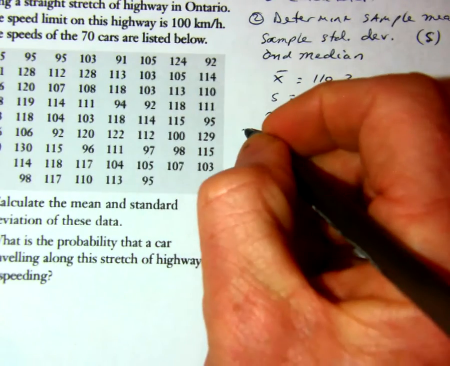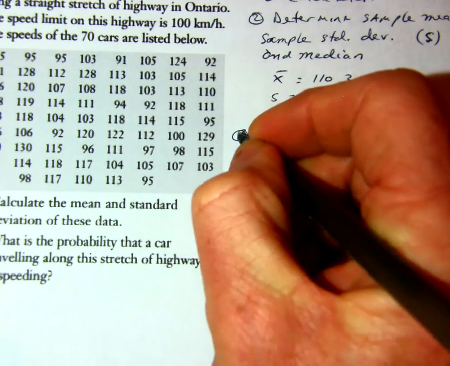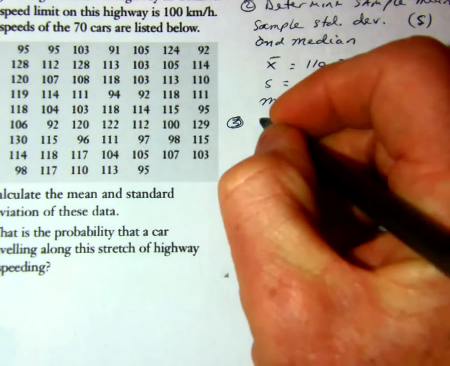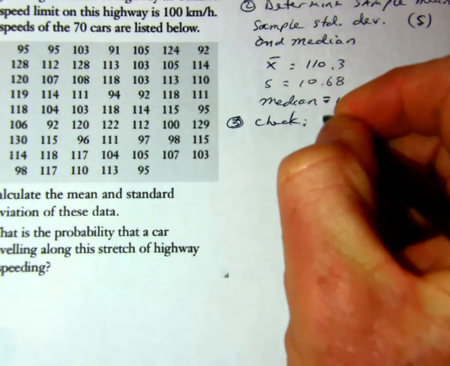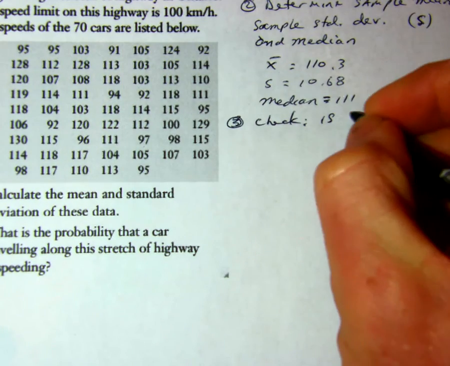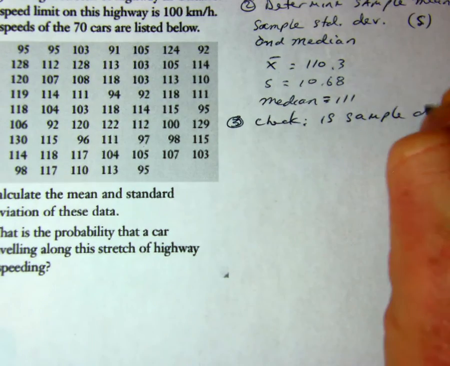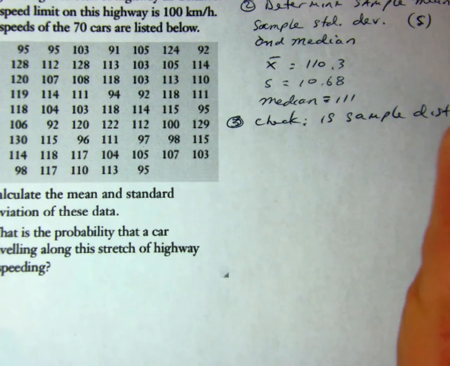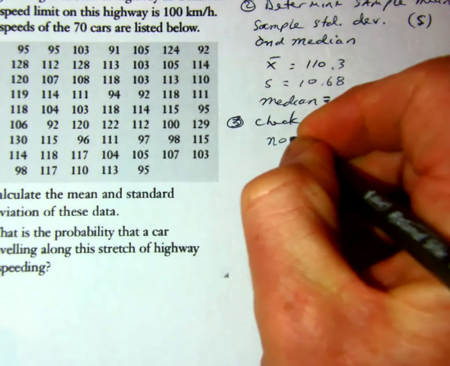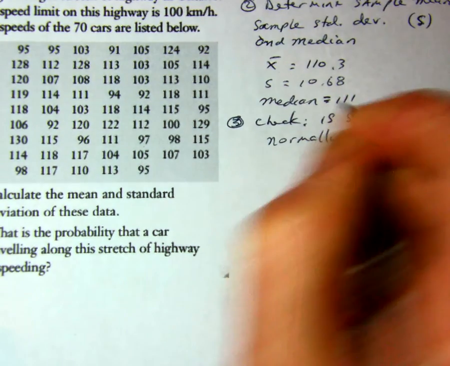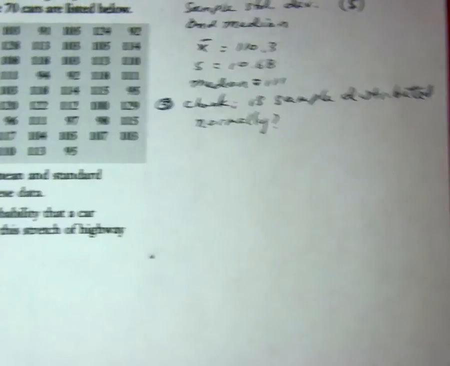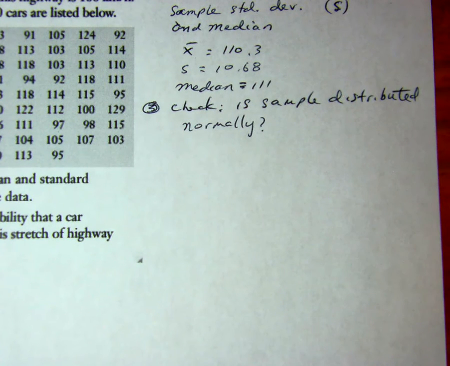So step 3 was check. Is the sample distributed normally? Okay, so what can you tell me about the normal distribution? What are its properties from 8.2? What are its properties?